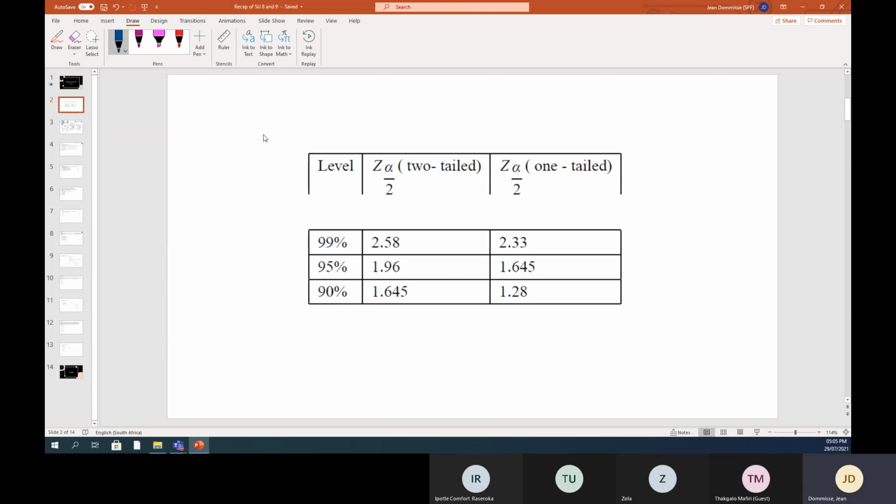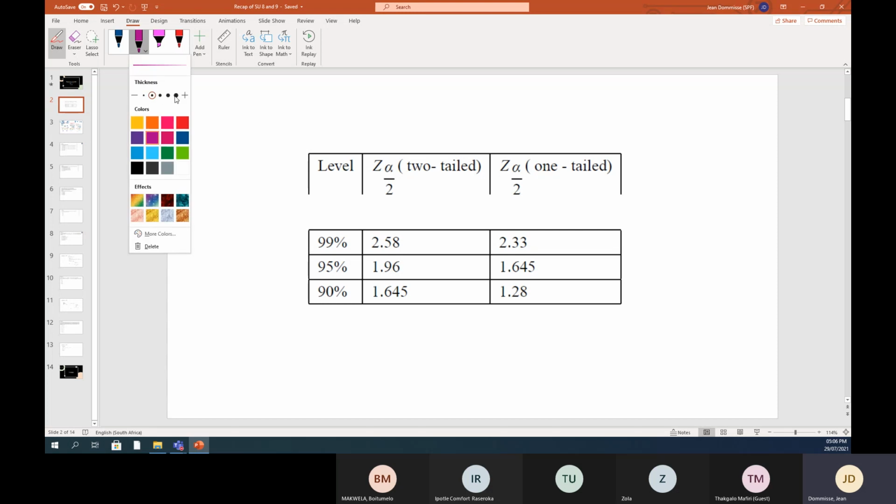I did that now. Okay, let me just quickly see what is happening here.